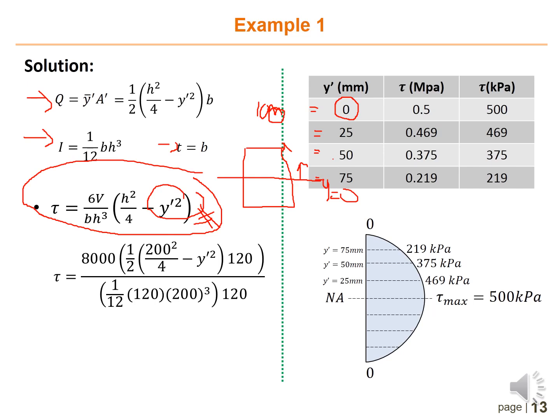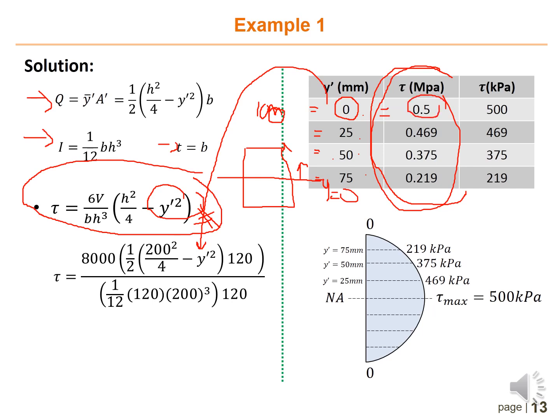Next is to find tau. You just need to substitute the values of y here: 0, 25, 50 and 75. Here you will get this answer. As we know, at y equals 0 we get the maximum shear stress, which is 0.5 megapascal, or equivalent to 500 kilopascal, as you can see here. So we can plot 500 kilopascal here.